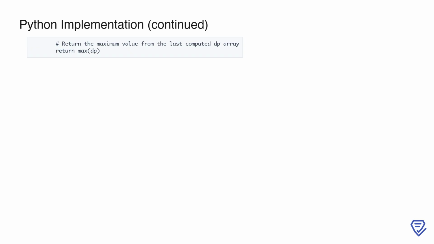Once all rows have been processed, the answer to the problem is simply the maximum value in the DP array, which we return at the end. This value represents the highest number of points achievable across all rows and columns, adhering to the movement cost constraints.